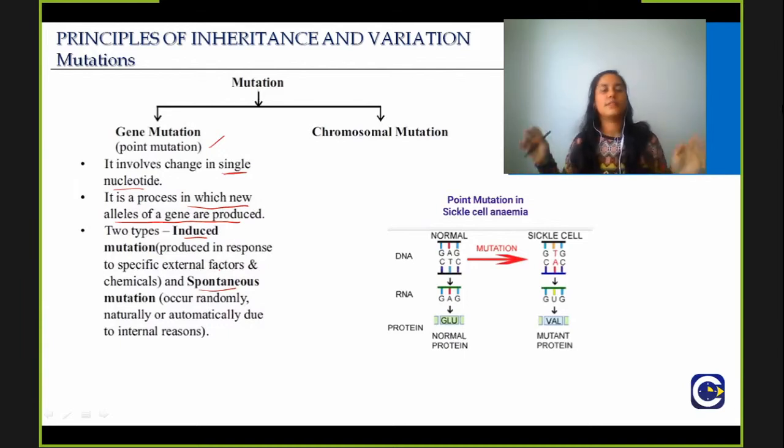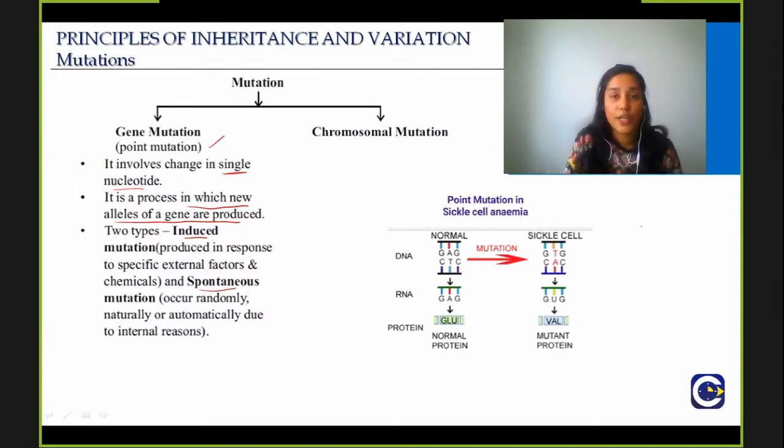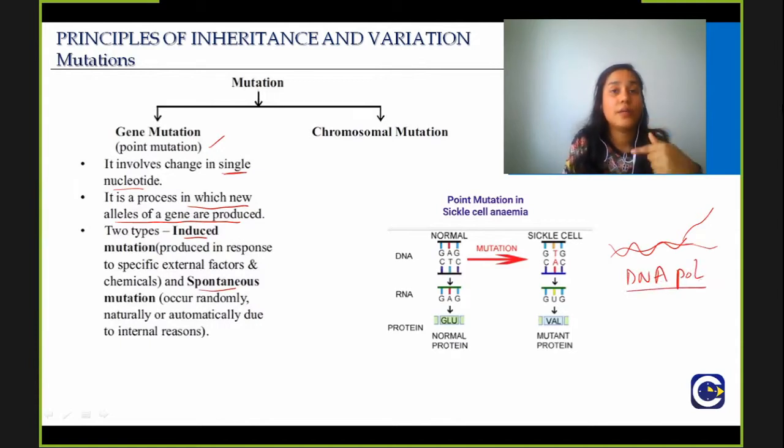One day your body just decides, I'm not in the mood today. I don't want to do a normal DNA sequence. Let me just do a mutated DNA sequence. No, that's not how it happens. If you remember your molecular basis of inheritance, whenever there is a DNA molecule and then DNA replication, there is this enzyme called DNA polymerase. This DNA polymerase causes replication. But this DNA polymerase is not 100% efficient. And that is why these point mutations can occur.